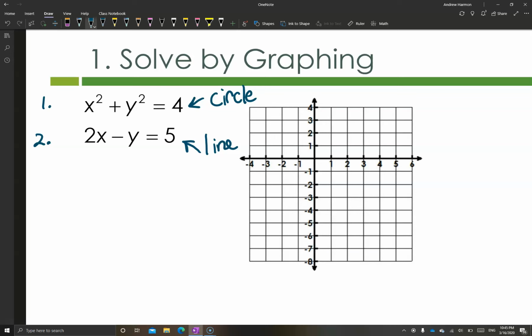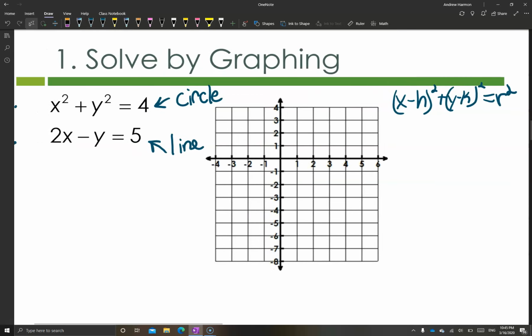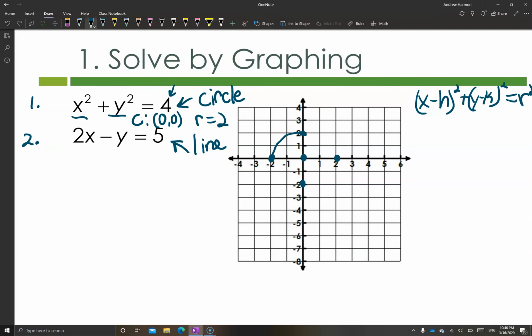Remember with the circle, we start with the standard form equation (x minus h) squared plus (y minus k) squared is equal to r squared, where h and k end up being the center of the circle, and r is the radius. If we look at this equation, x and y have no h and k values, so that means h and k are 0, 0. So the center of our circle is the point (0, 0). Our radius, since this value is 4, is the square root of that, so our radius is 2. We plot that circle by going to the point (0, 0), and then counting 2 up, 2 to the right, 2 down, and 2 to the left. I'm going to make a rough sketch of a circle. The key thing here is that it looks something like a circle.